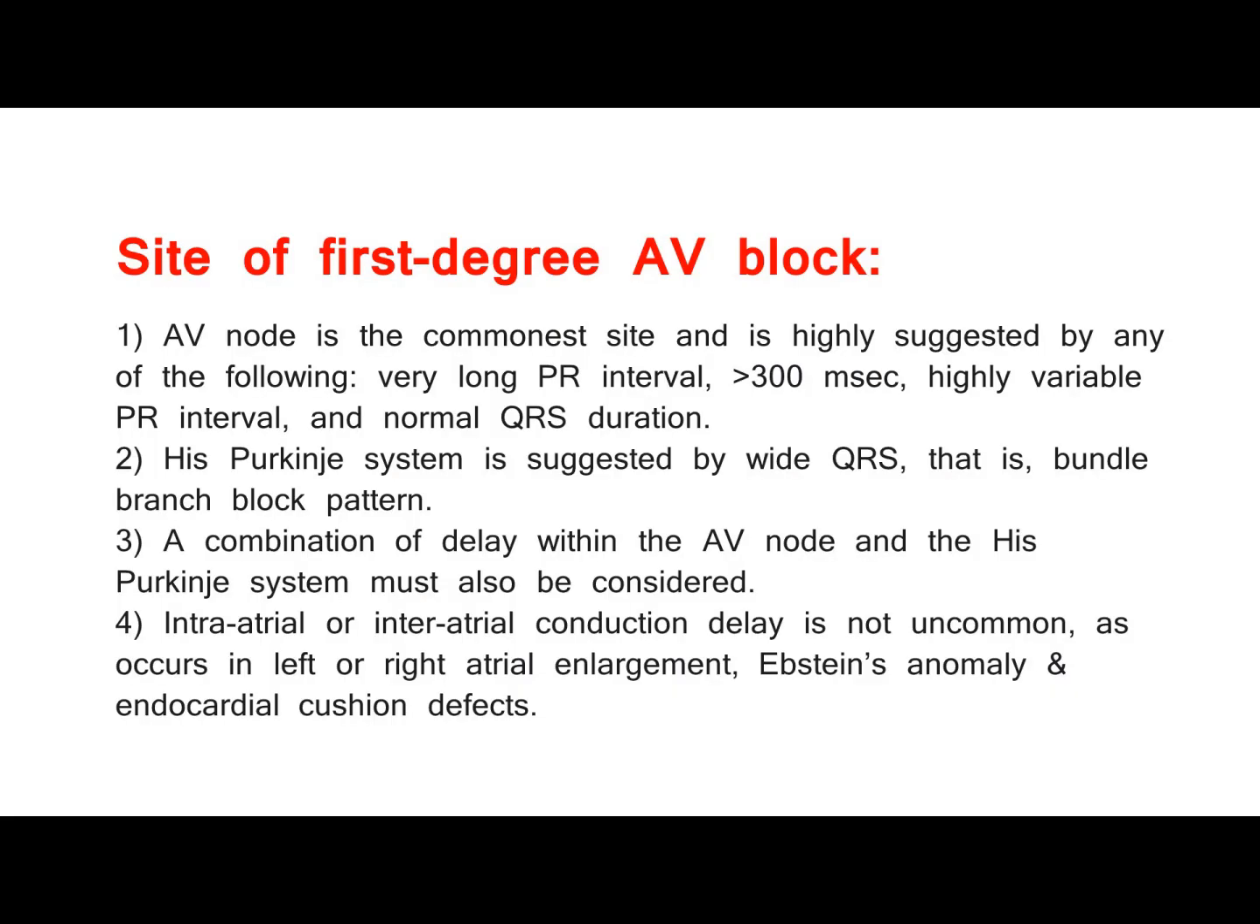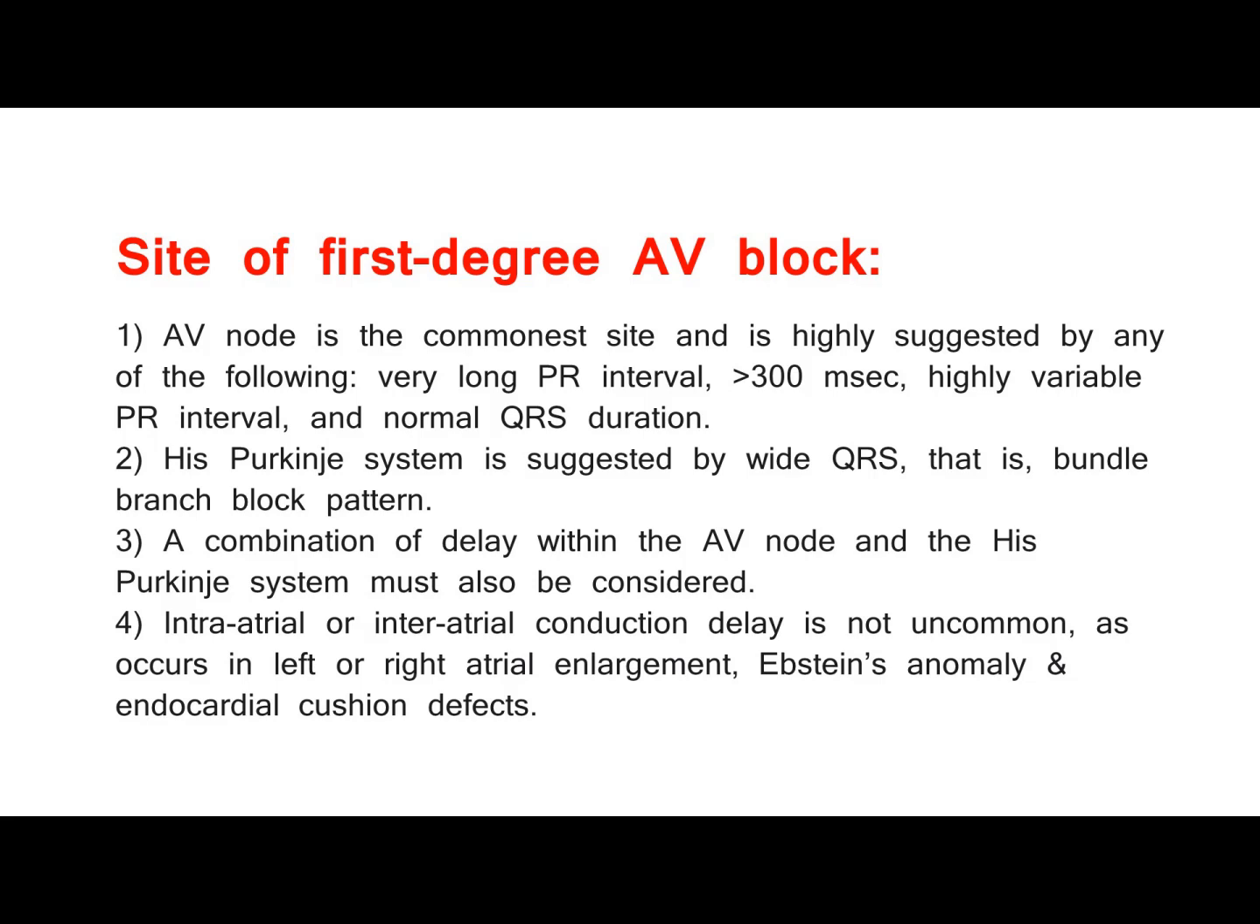1. AV node is the commonest site and is highly suggested by any of the following: very long PR interval, greater than 300 millisecond, highly variable PR interval, and normal QRS duration. 2. His Purkinje system is suggested by wide QRS, that is, bundle branch block pattern. 3. A combination of delay within the AV node and the His Purkinje system must also be considered.